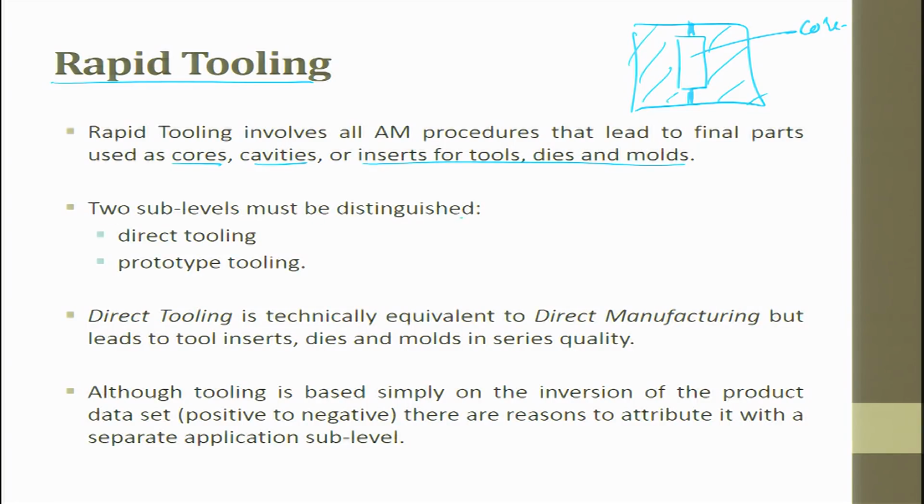Two sub-levels must be distinguished: direct tooling and prototype tooling. Direct tooling is a technical equivalent to direct manufacturing, but leads to tool inserts, dies and molds in series quality. Although tooling is based simply on the inversion of the product data set, there are reasons to attribute it with a separate application sublevel. Okay. So, we are talking about rapid tooling.